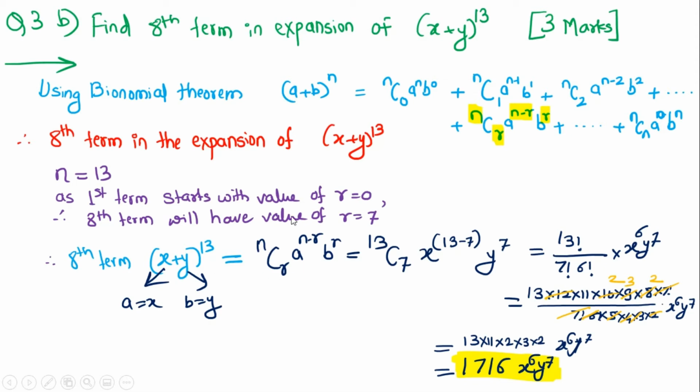Here we just have to make a change. Instead of a, we keep x. Instead of b, we consider y. n is 13 and r is 7. So if we make the change over all of these positions, we get 13C7, x to the power 13 minus 7, y to the power 7. If we solve this, we get the answer, that is 1716, x to the power 6, y to the power 7. So this is our 8th term in the expansion of this equation.